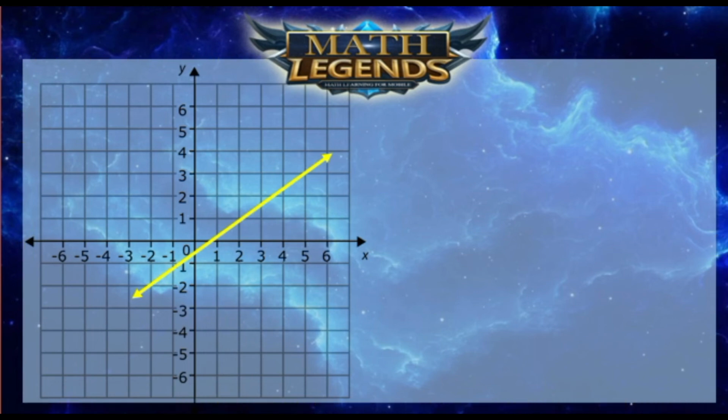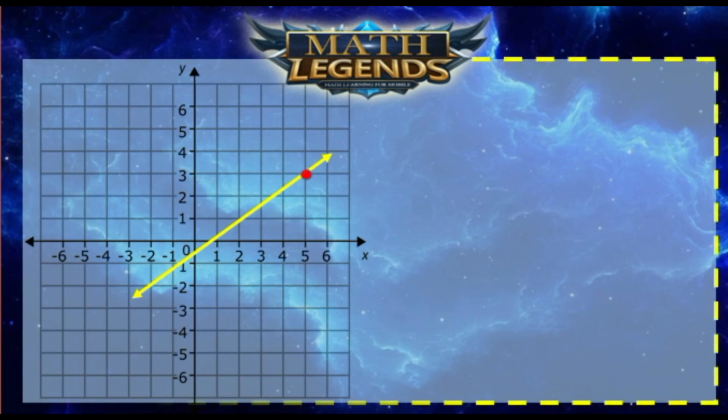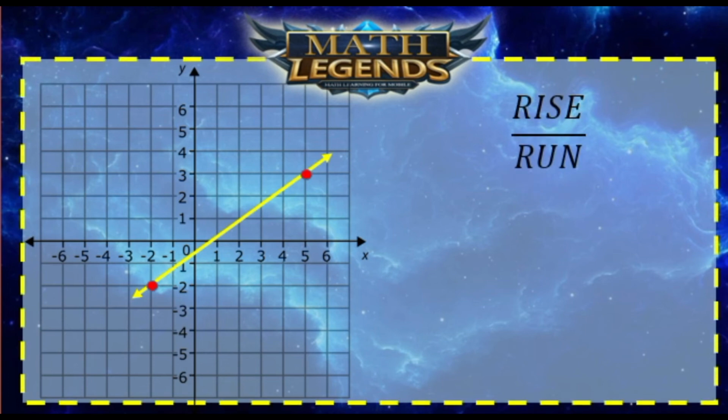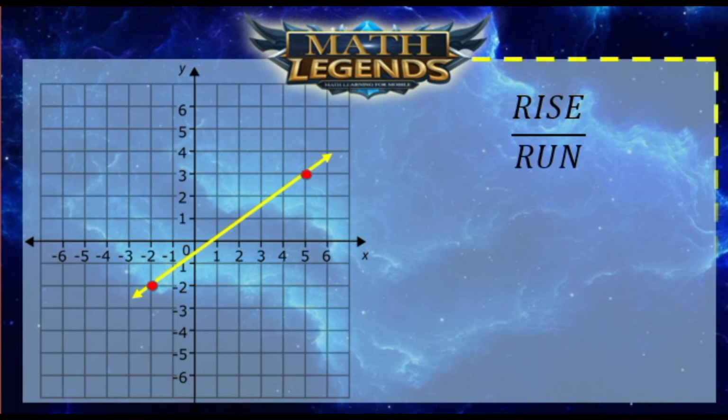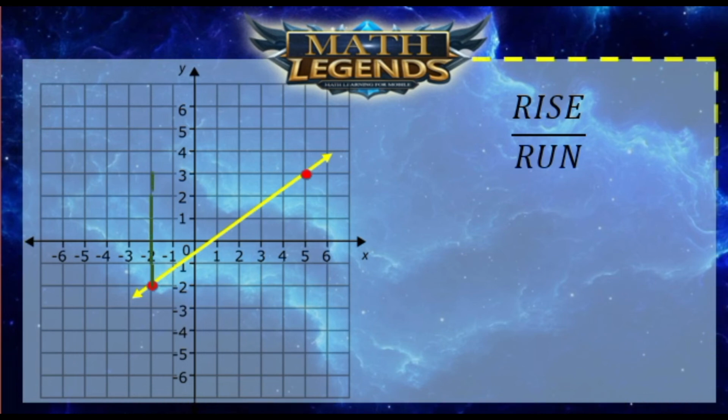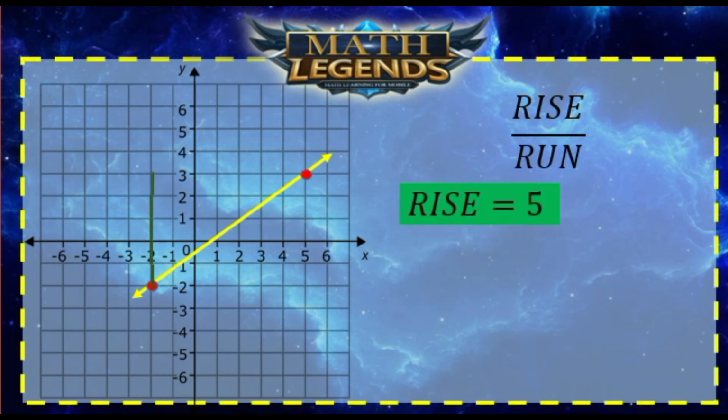So here, what we are going to do is find 2 points on the Cartesian plane. Then after that, what are we going to do? Simply, we're just going to remember the rise over the run. We're going to count the rise and the run from the given 2 points. The rise will be 1, 2, 3, 4, and 5. So we have here rise that is equivalent to 5.